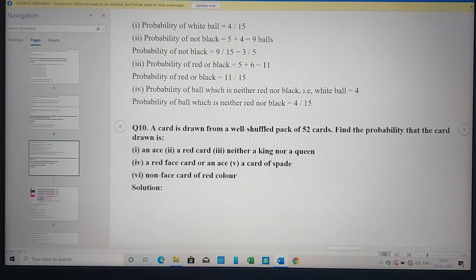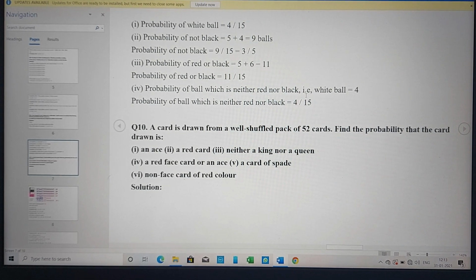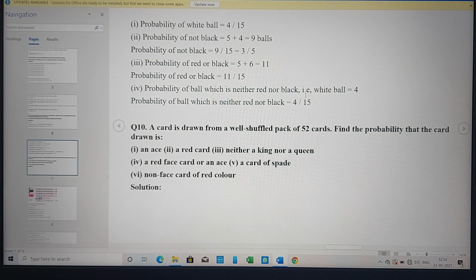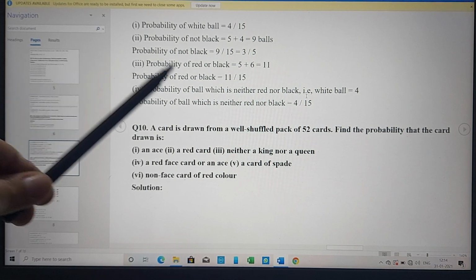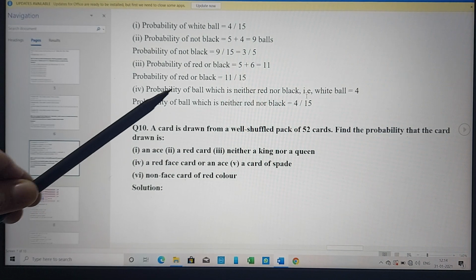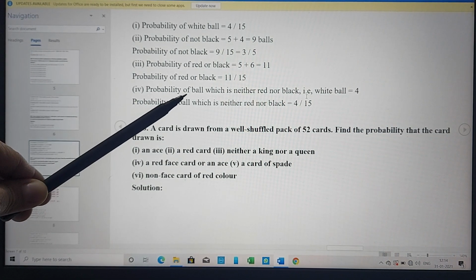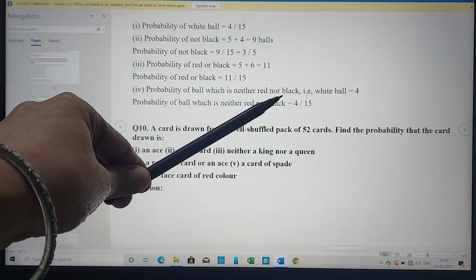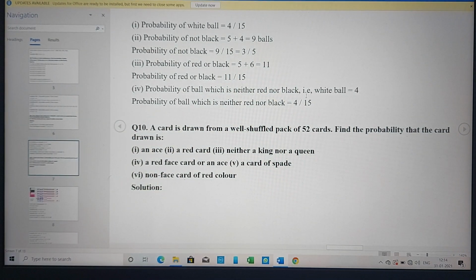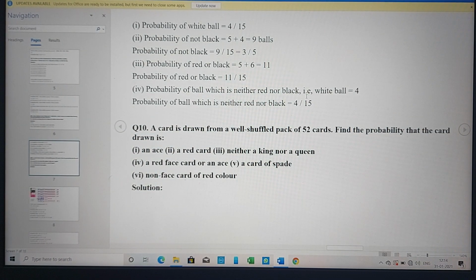Probability of a ball which is neither red nor black. Okay, neither red nor black. So we have to take white balls. How many white balls we have? 4 white balls. So favorable outcome of a ball which is neither red nor black is 4. Clear? Because we are going to accept only white balls. So favorable becomes 4. Probability becomes 4 upon 15. Clear?